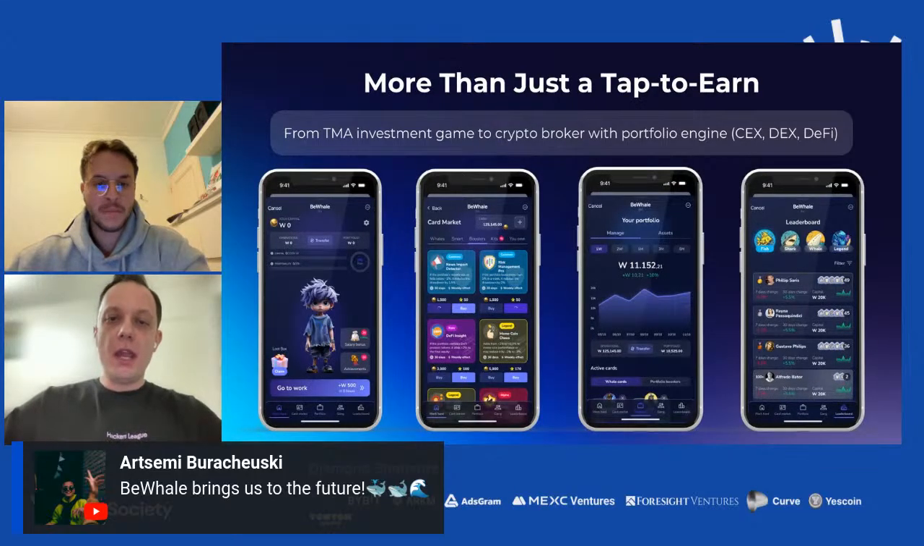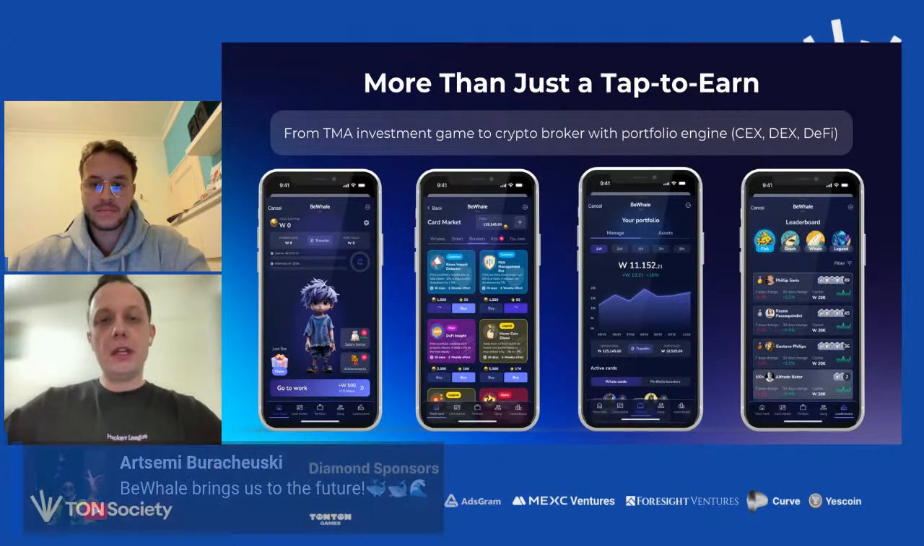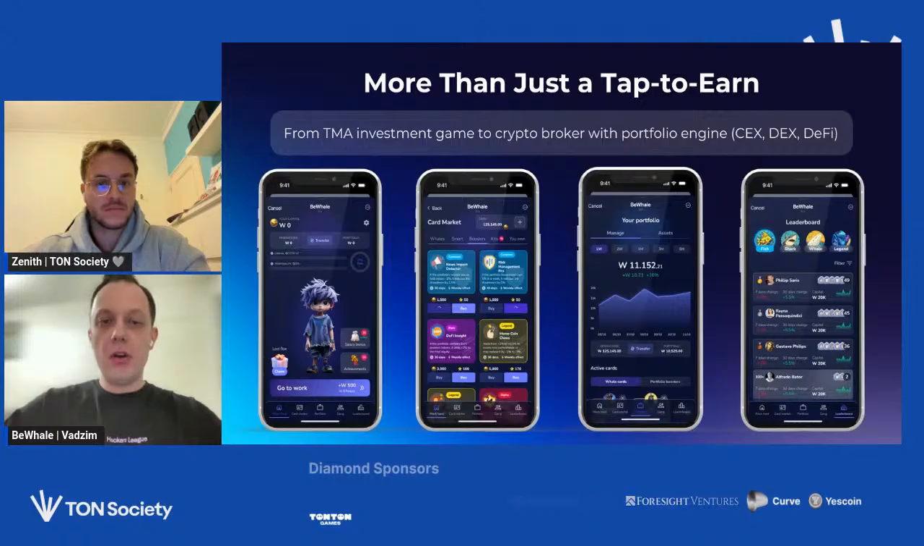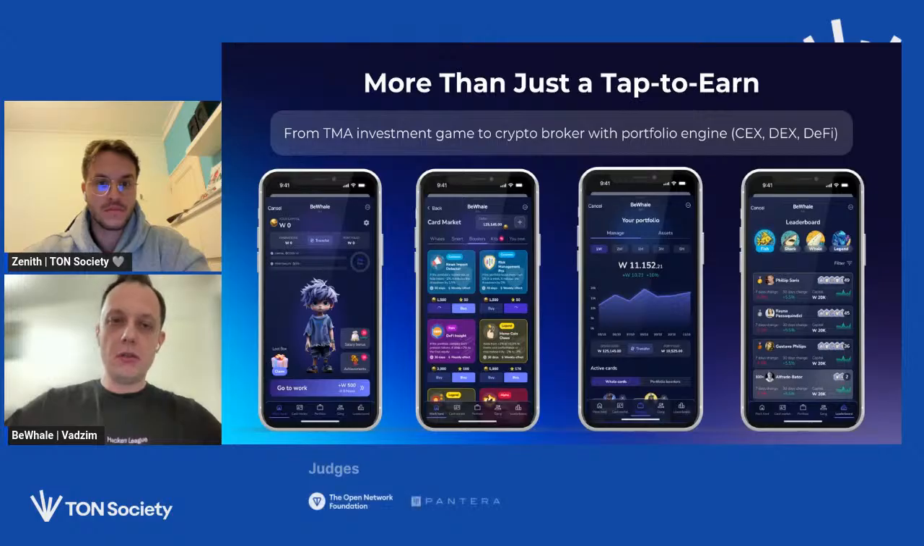BeWhale is a game where users earn in-game coins via tasks and invest in portfolios. Our plan implies evolving from a game to a full-fledged crypto broker integrating with CEX, DEX, and DeFi, helping users transition from learners to skilled investors.